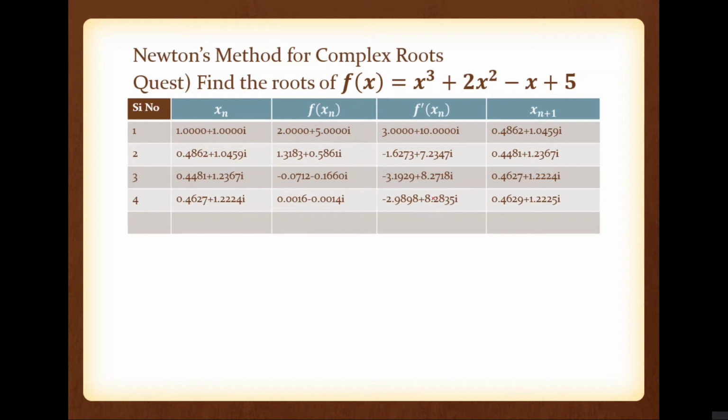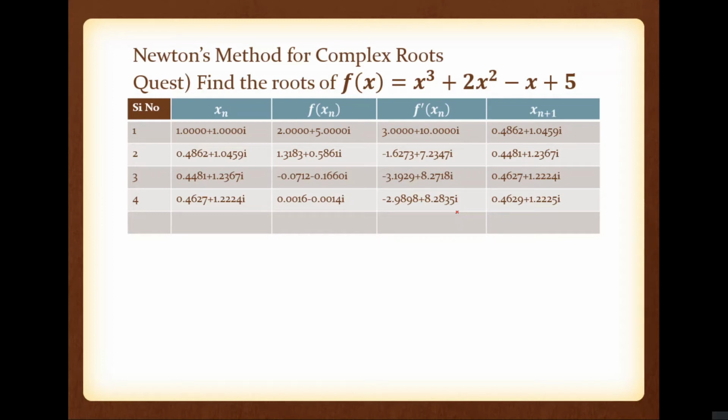Now what about f dash of x? F dash of x is minus 2.9898 plus 8.2835j. So this is f dash of x. If the x value is coming very close to the root, you can see that this f dash of x will become almost constant, because our assumption is very close to the root, the function is almost linear.